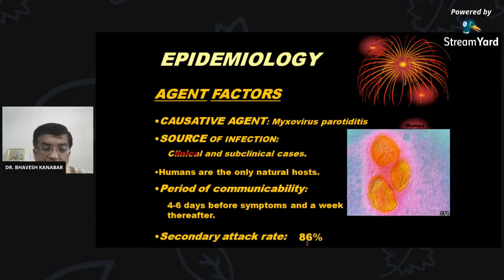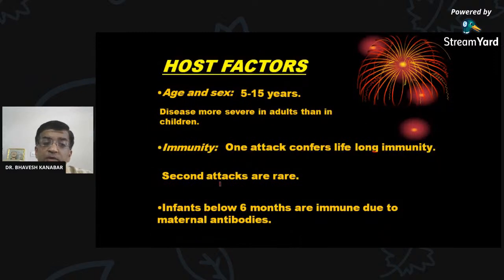Now, second attack rate. Second attack rate means if the child has had mumps, and again the child develops the disease after some years. That is called second attack rate. That is rare because it confirms lifelong immunity. So I have asked you which other diseases have lifelong immunity. Write down the name of the disease in the chat box.